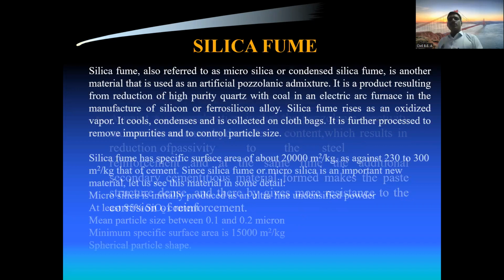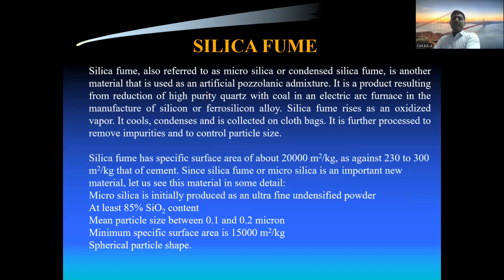Okay, so next addition to the concrete is the silica fume. As we discussed about the fly ash, we can add the fly ash into the concrete, how fly ash is manufactured, how much percentage of fly ash we can add into the concrete, and then various types or classifications of the fly ash. We have seen the class F and class C. After that, some of the effects of fly ash on the concrete, that also we have learned. So the next addition material is the silica fume.